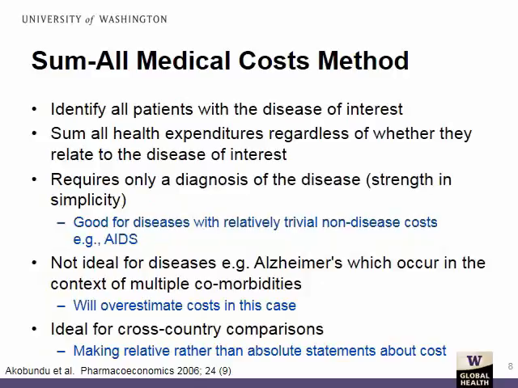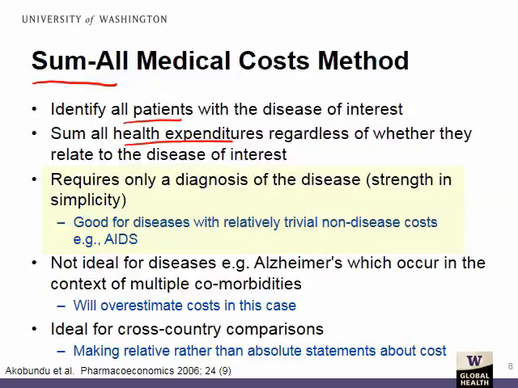Let's now look at the SUM-all medical costs method. In this method, you need to identify all the patients with a disease of interest and then add up their health expenditures. And this is regardless of whether they relate to the disease of interest or not. And it's easy because it requires only a diagnosis of the disease. So it has strength and simplicity. And it's good for diseases with relatively trivial non-disease costs.